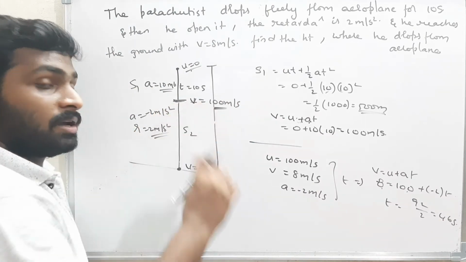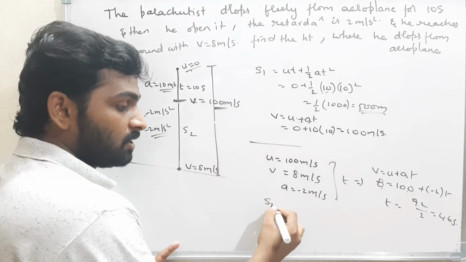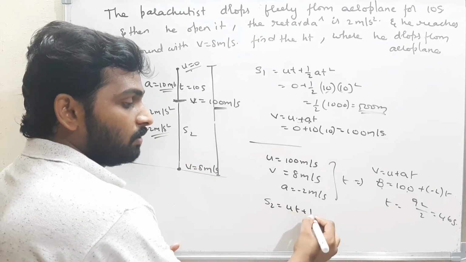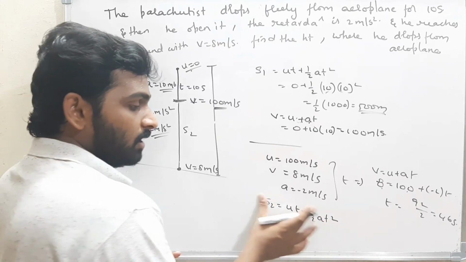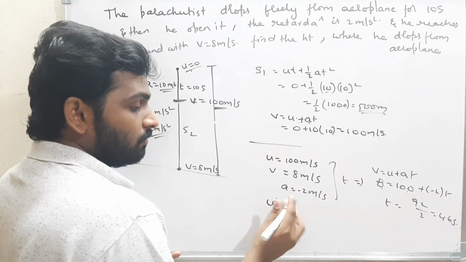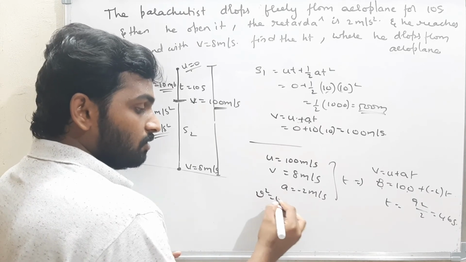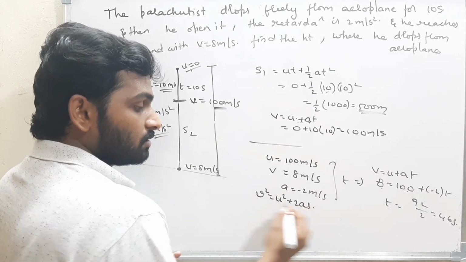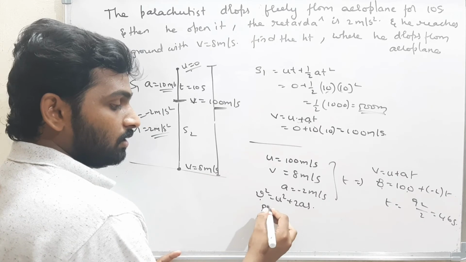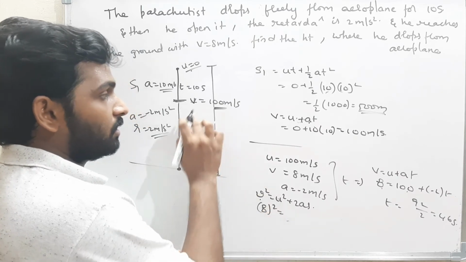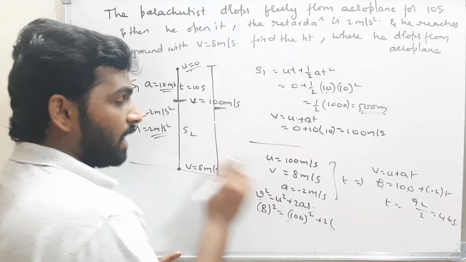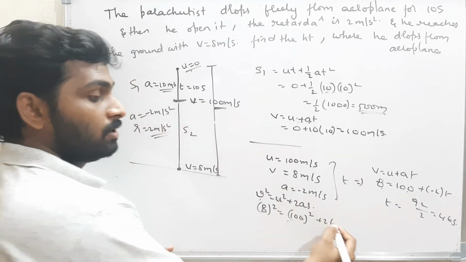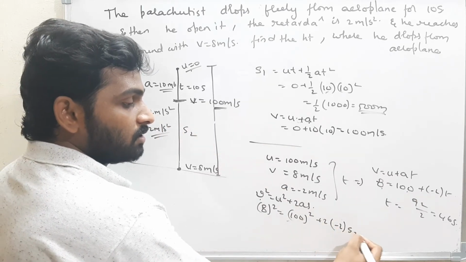In 46 seconds, what is the distance traveled? That is S2. S2 is equal to ut plus half at square. Therefore, instead of this, I can use v square is equal to u square plus 2as. What is the final velocity? 8 whole square. What is the initial velocity? 100 meters per second, so 100 whole square plus 2 into the acceleration, which is minus 2, and S is nothing but S2.